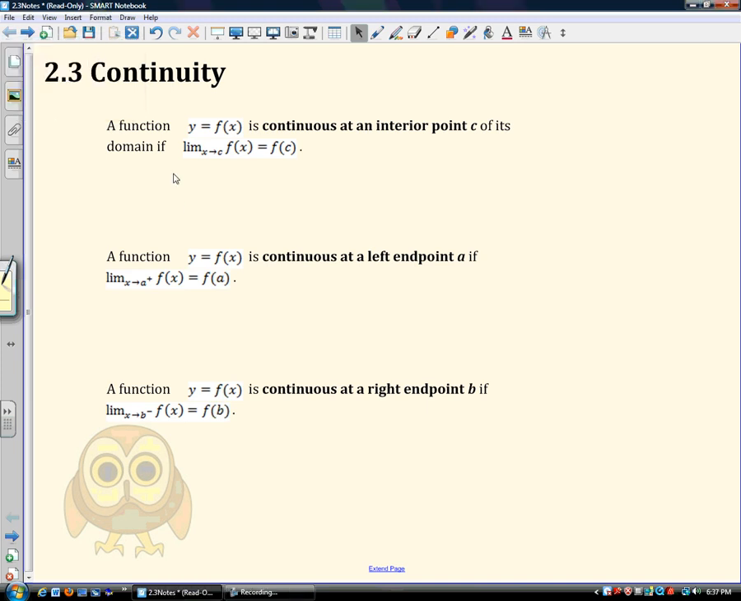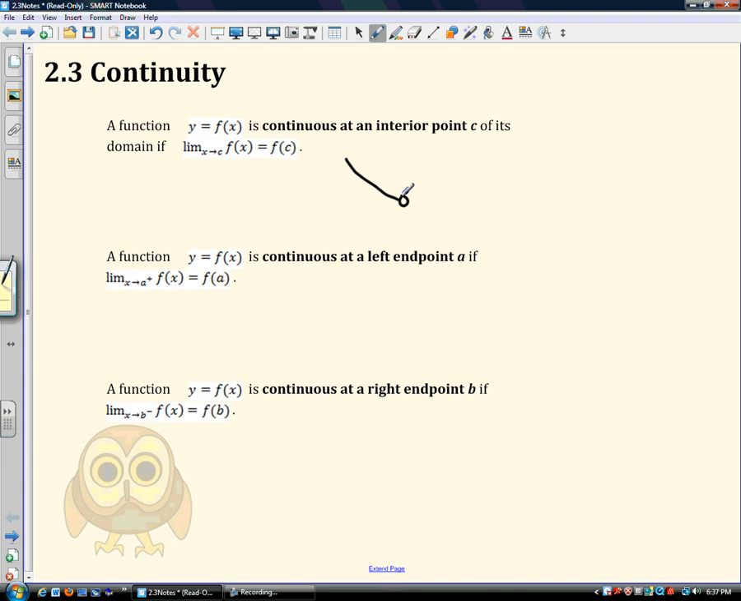Okay, section 2.3, continuity. Hopefully this will be a very brief section. The function y equals f of x is continuous at an interior point, c, of its domain if the limit is the same as the function. So this is saying if I have a function and it is approaching some y value, if it actually goes to that y value, it's continuous.